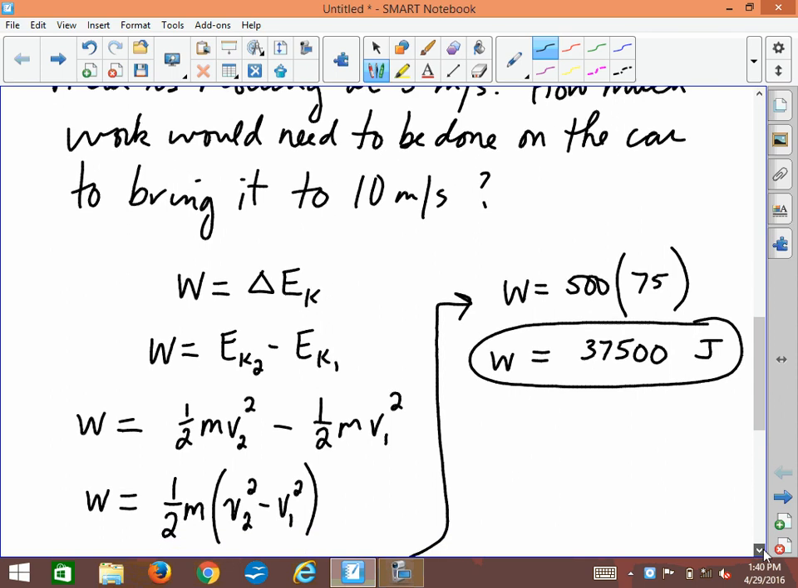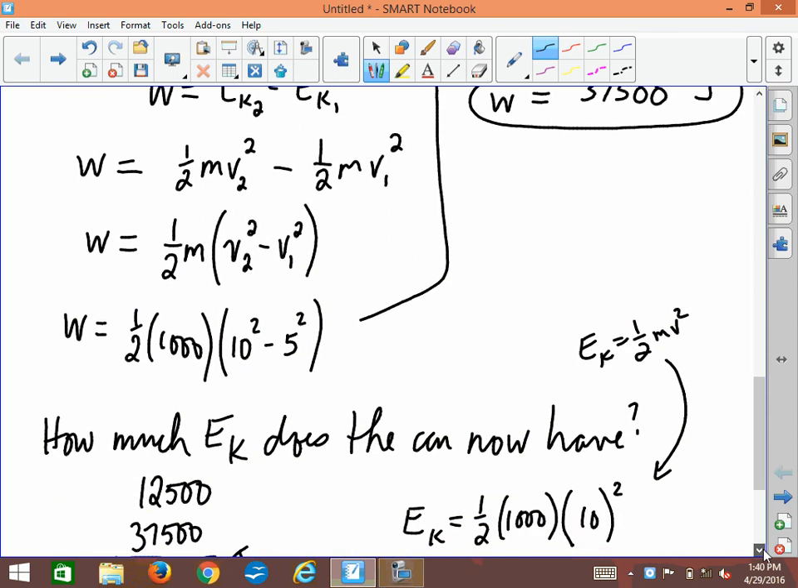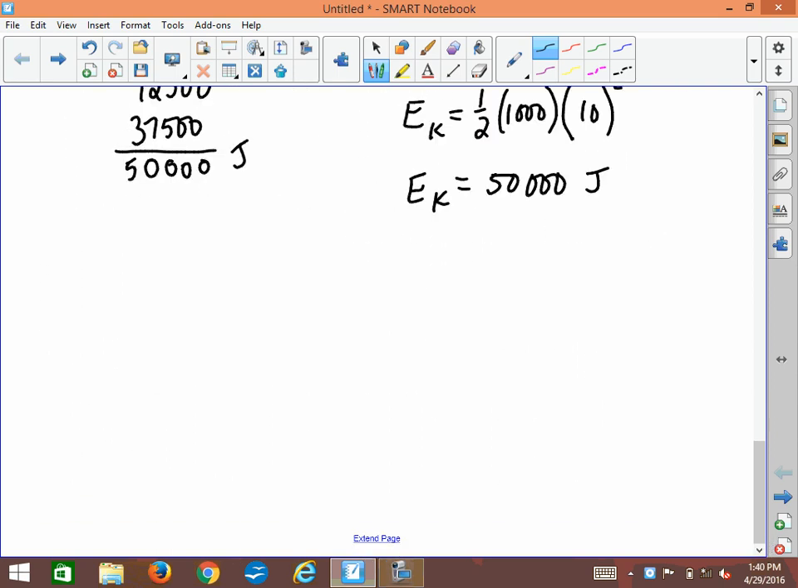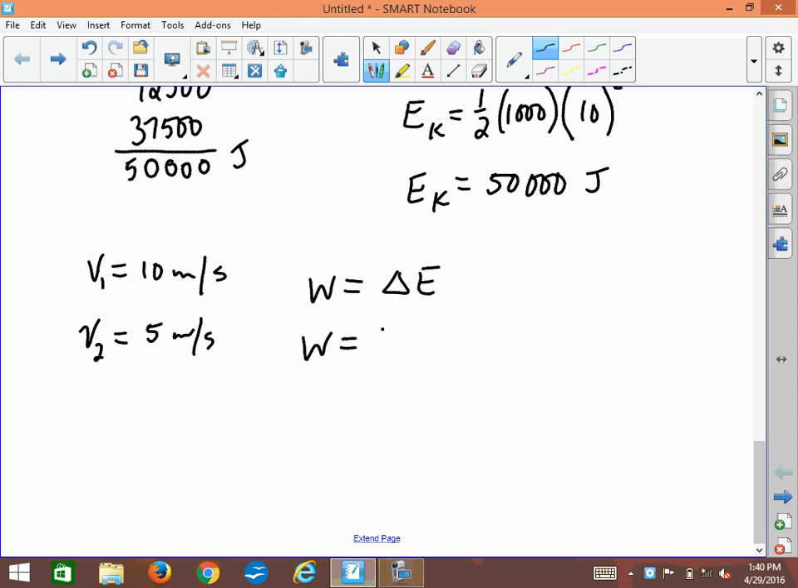Now there is one interesting thing that we should just point out before we quit, and that is what happens if you slow down. Let's do the very same car, but let's say that it starts off at 10 meters per second and it slows down to 5 meters per second. And if that were the case, we have the very same thing that we had before. Work is the change in energy. Work would be the EK 2 take away EK 1, and it worked out to 1/2 of m.